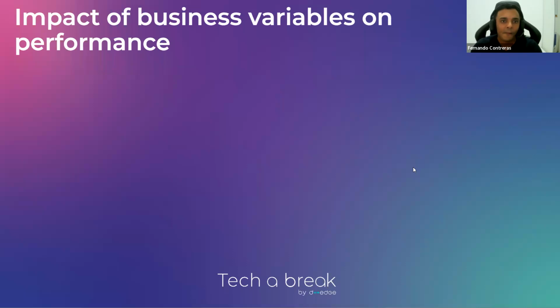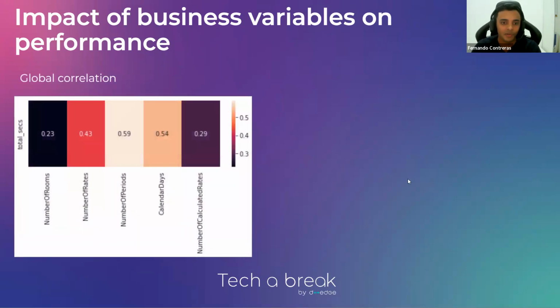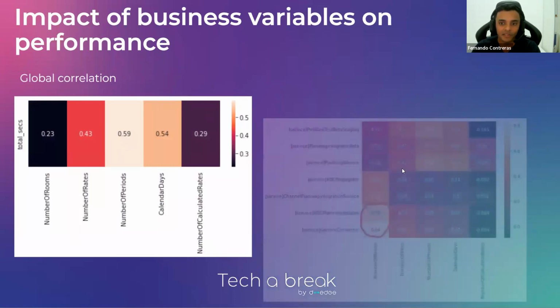Then let's try to analyze the impact on performance of every business variable. By taking a look at the correlation metrics, we see how the number of periods seems to be the variable that impacts the global performance the most, which has the highest correlation in the global statistics.